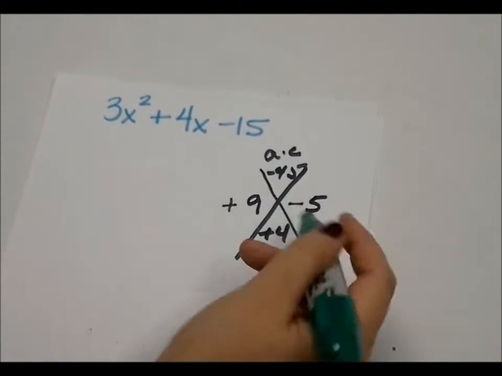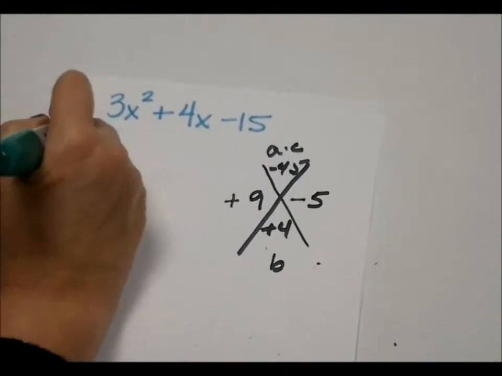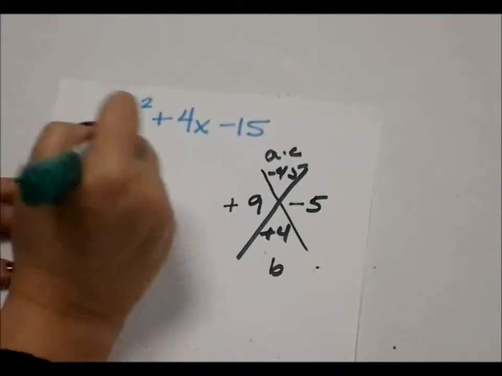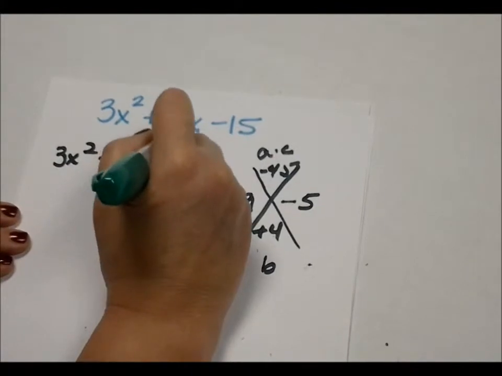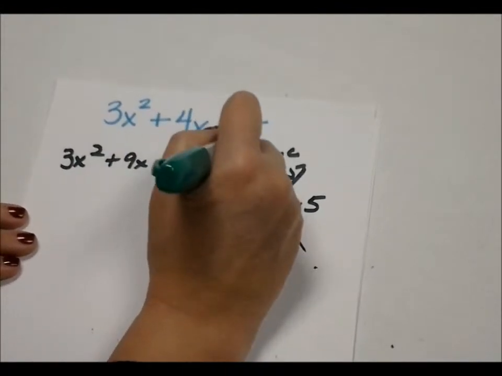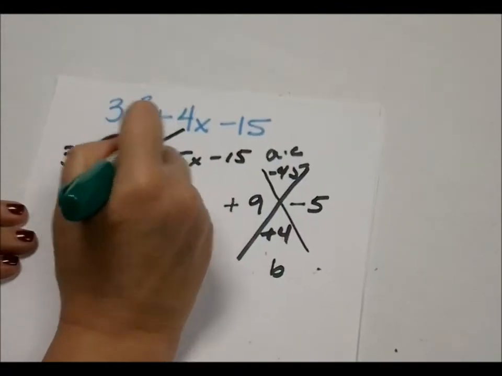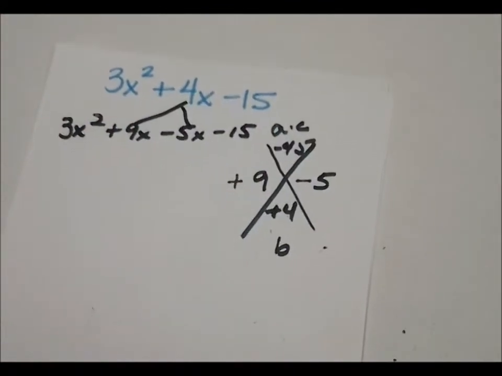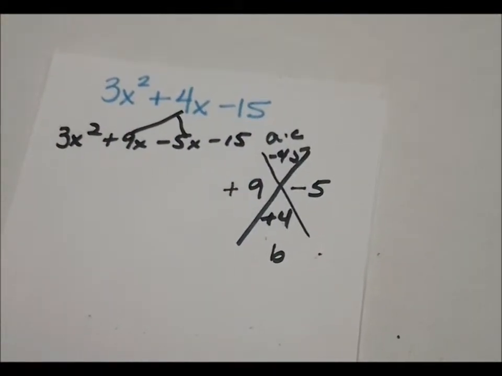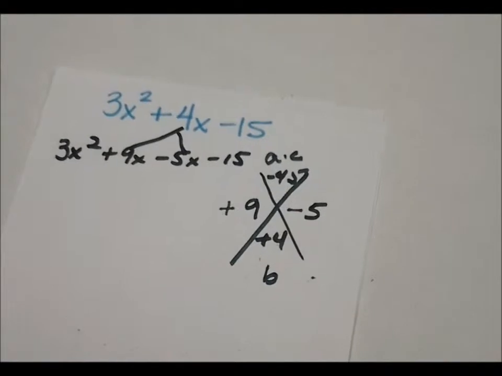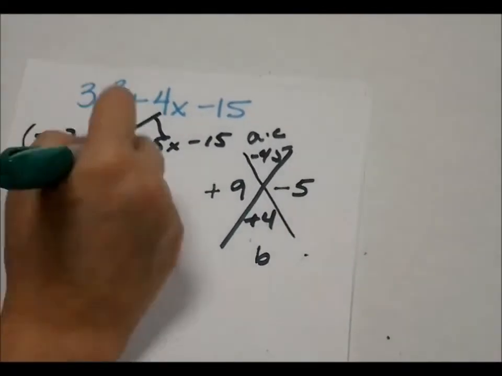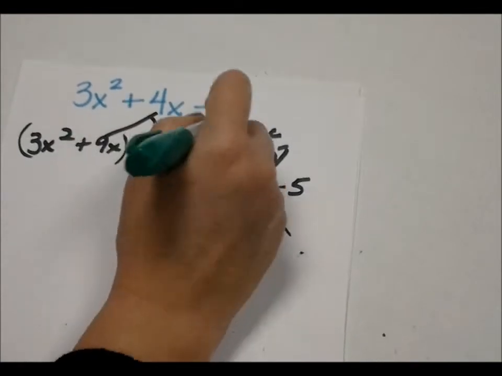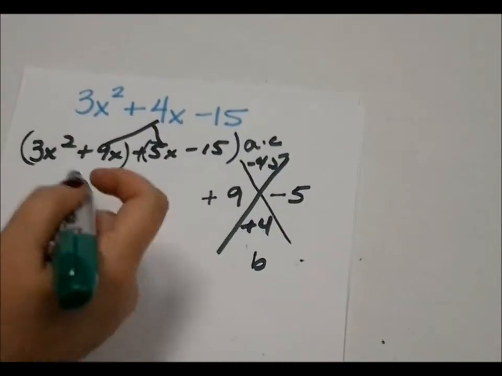Then using this, I'm going to write 3x squared plus 9x minus 5x minus 15. We call this split the middle term because that 4x is now becoming positive 9 minus 5, which equals 4x. I'm splitting it into two numbers. This then allows me to go to the grouping method because I have 4 terms.